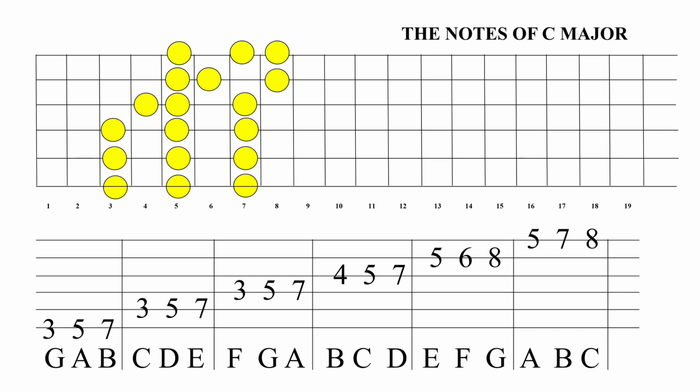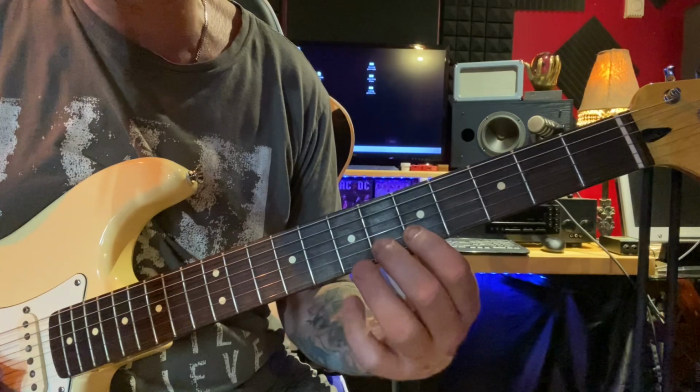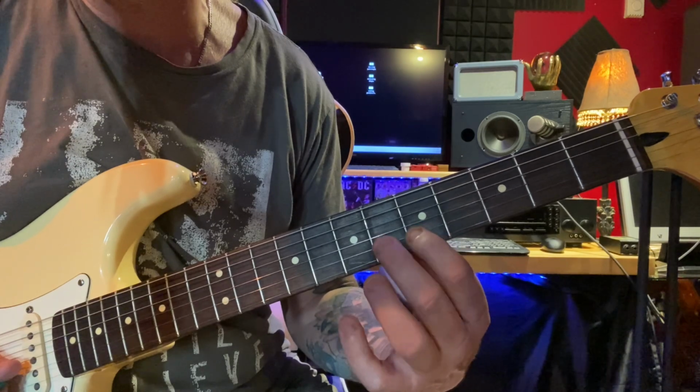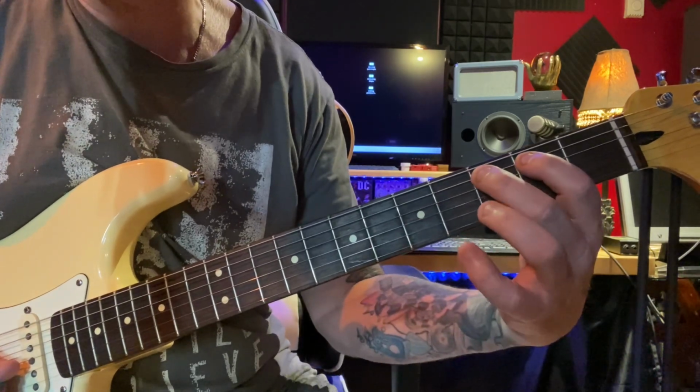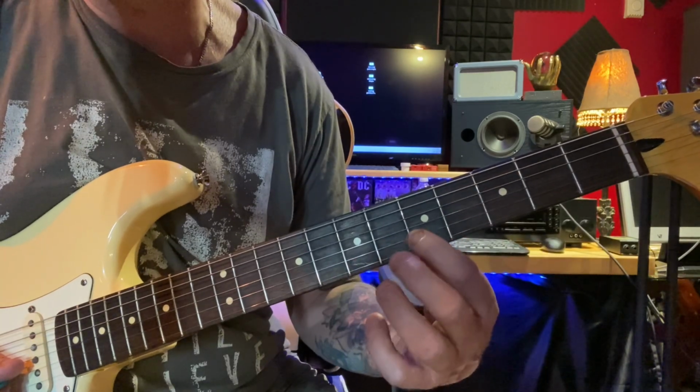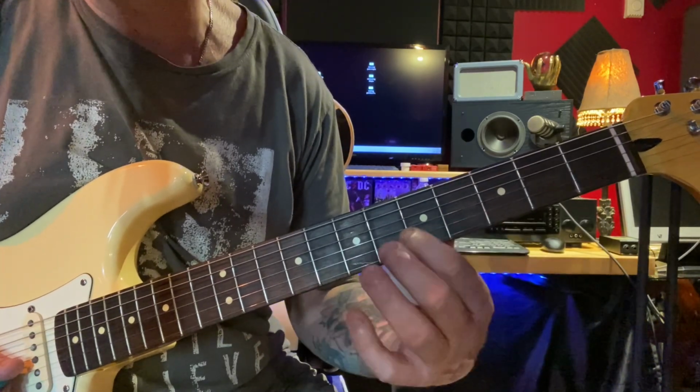Okay. And another way that you can kind of figure this out is that knowing that there's no E sharp, that E and F are next to each other, and B and C are next to each other. There's no B sharp. So this is something that you can also use to help you along here.